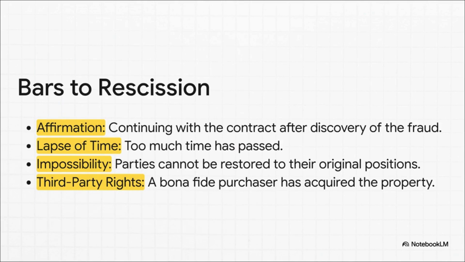But, and this is a big but, that right to hit the undo button doesn't last forever. It can be lost if one of these 4 bars to rescission pops up. For instance, if you find out about the lie but decide to just carry on with the contract anyway, you've affirmed it. Or, like in Leaf v. International Galleries, if you just wait too long. Memorizing these 4 bars is non-negotiable for the exam.